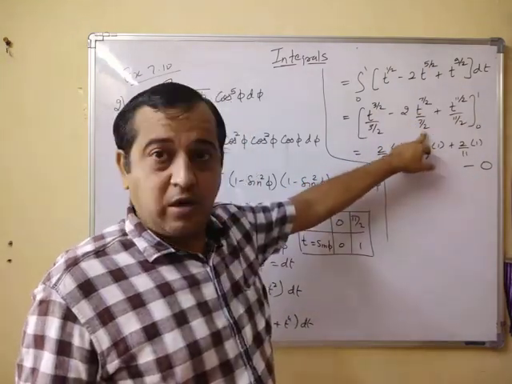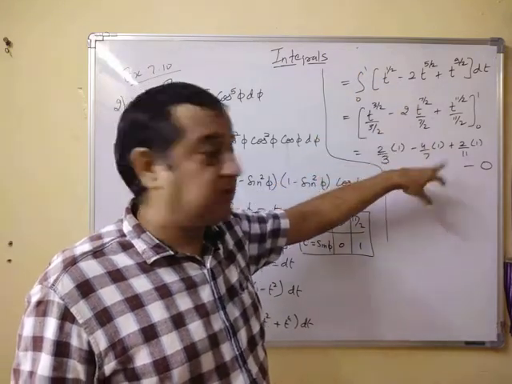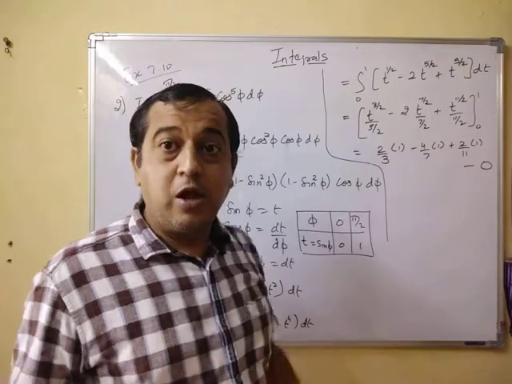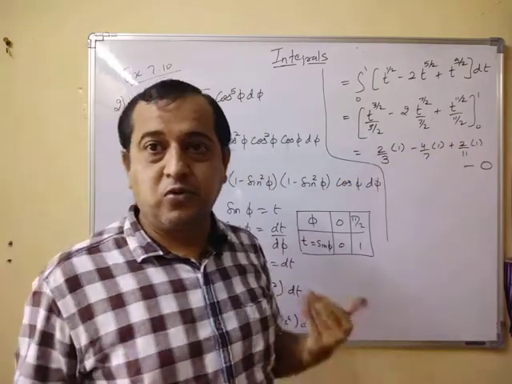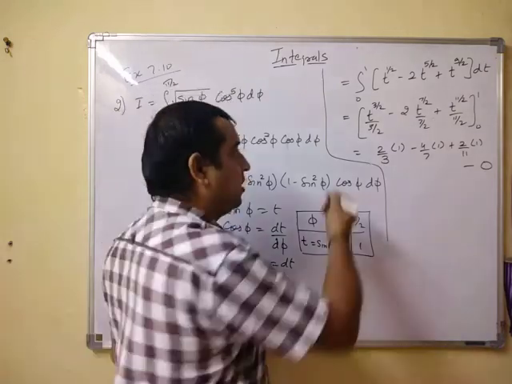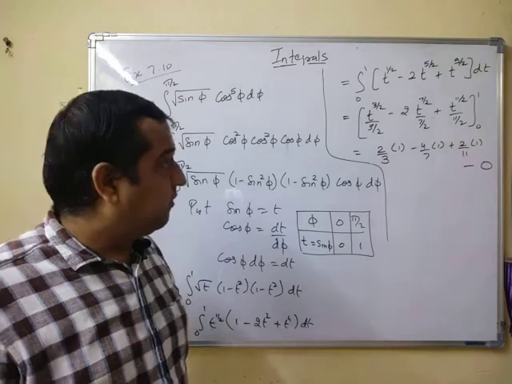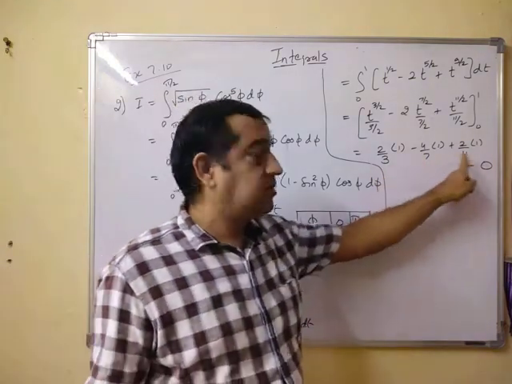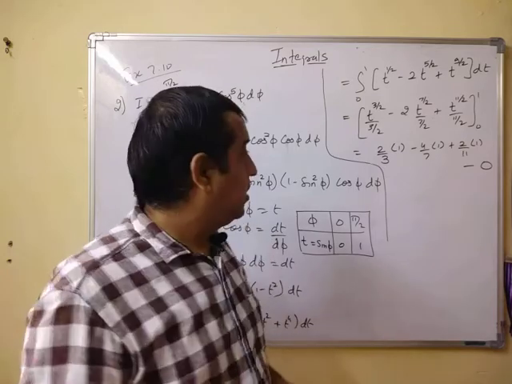This 7 by 2 becomes 2 by 7. Already in the numerator you are having 2, so minus 4 by 7 and plus 2 by 11. Lower limit: when we put 0 here, 0 raised to any power is 0. So finally the lower limit contribution becomes 0. Now you have to simplify this. You have to take the LCM of 3, 7 and 11.